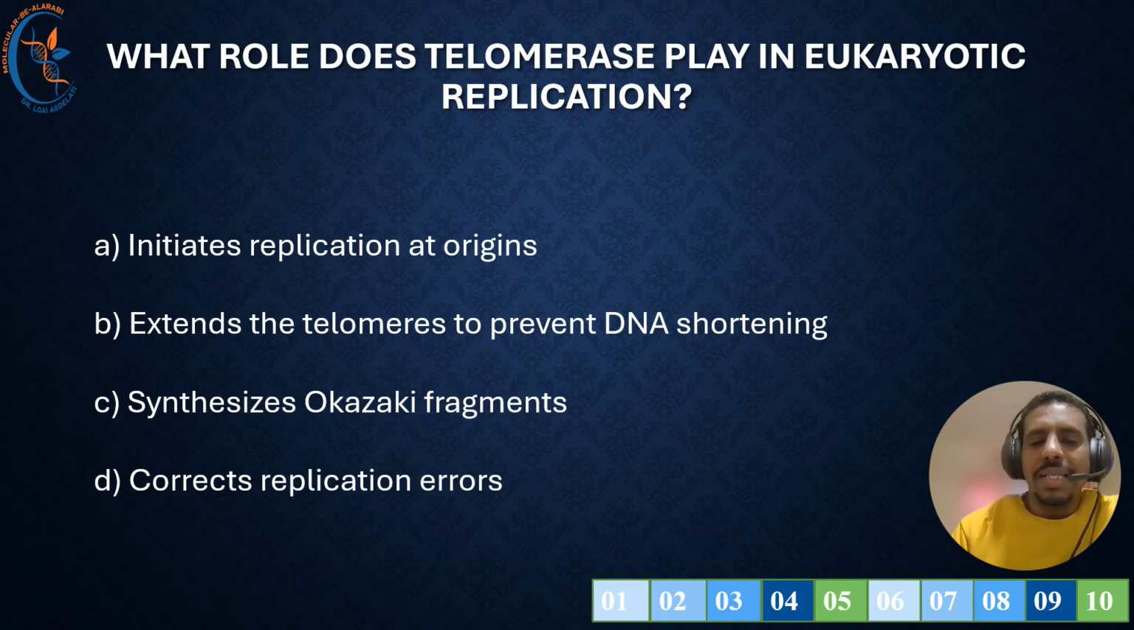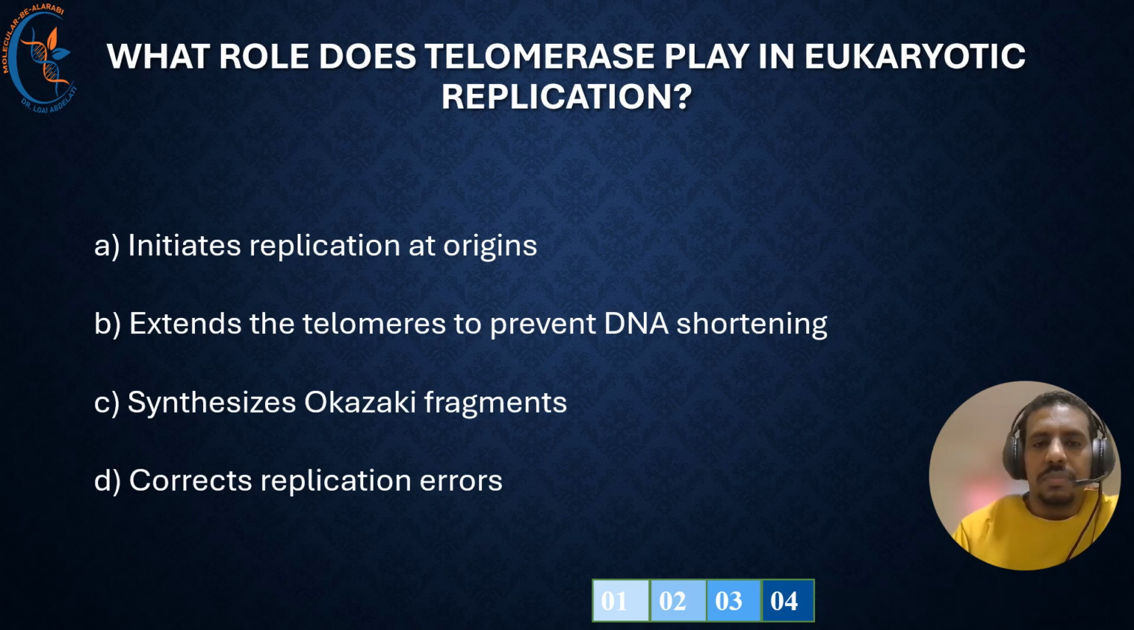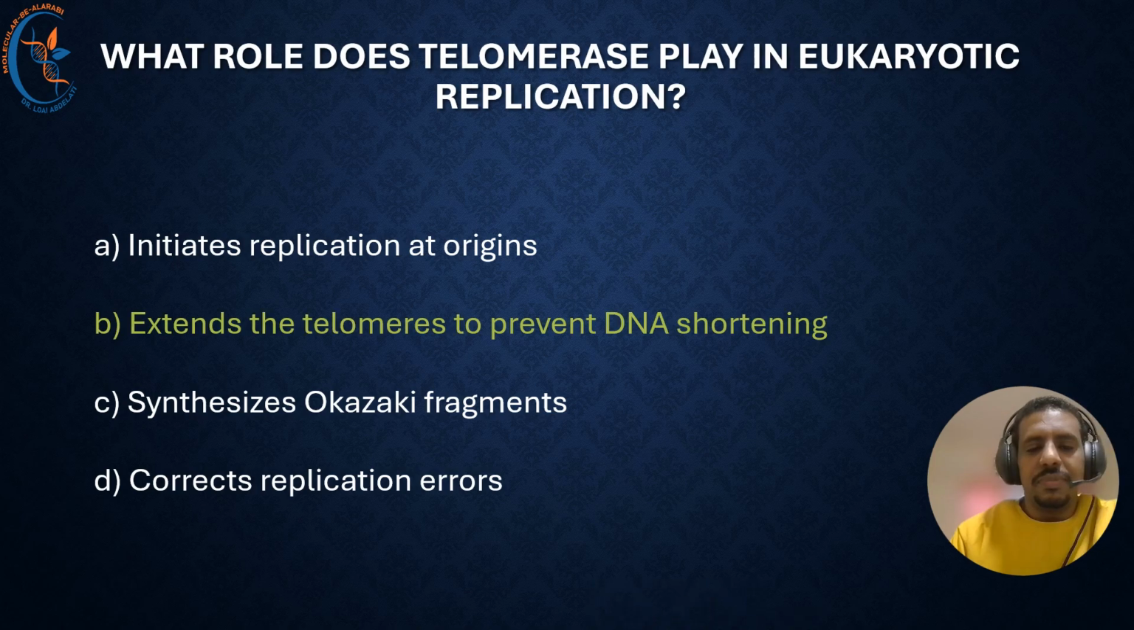Okay, what role does telomerase play in eukaryotic replication? Alright, the correct answer is to extend the telomeres to prevent DNA shortening. Actually, telomerase adds repetitive sequences to the end of chromosomes to counter the end replication problem. Okay, let's move on.